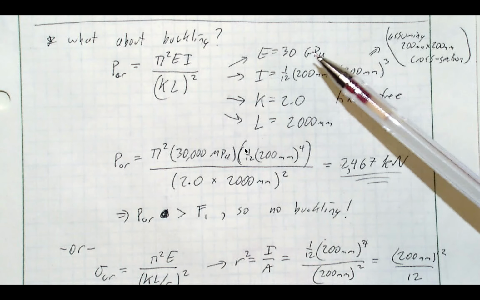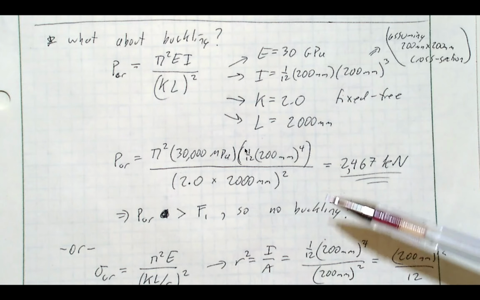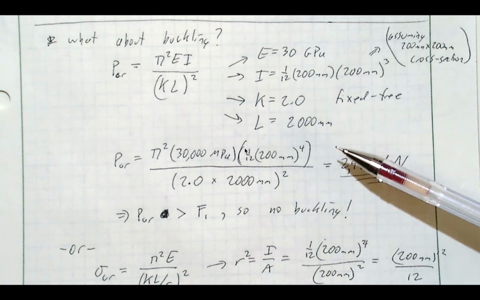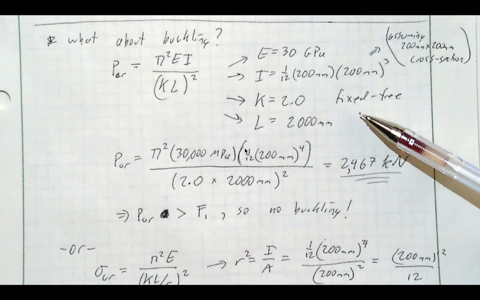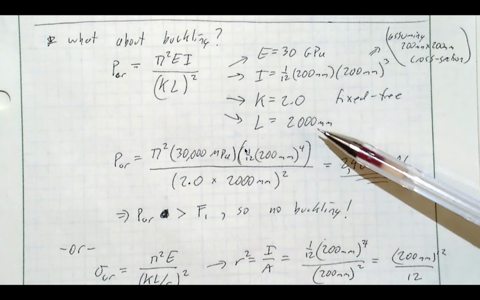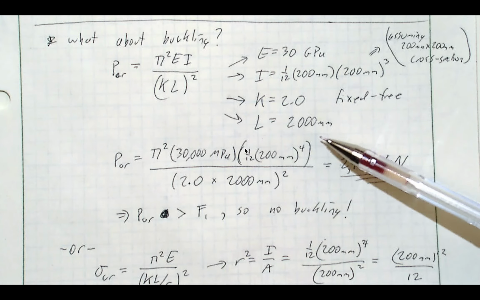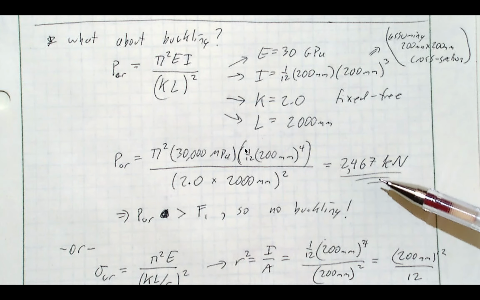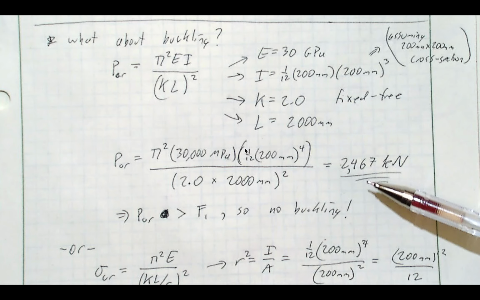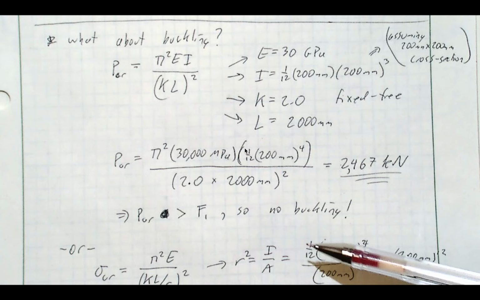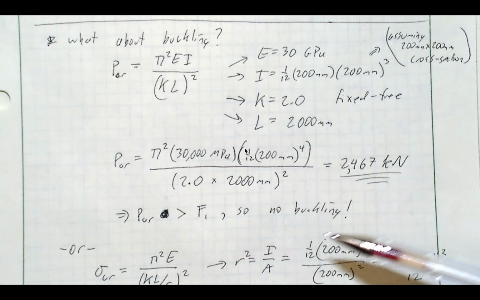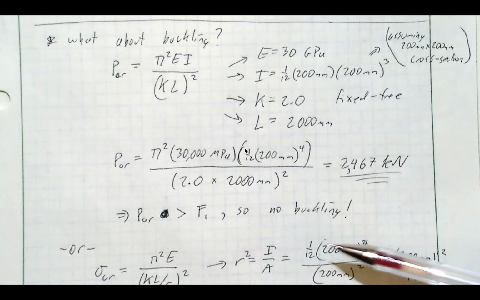We have the elastic modulus given, and we can calculate our moment of inertia. Our effective length factor here is 2.0 because each one acts as a fixed-free column, and the length here is 2 meters. With that, we can plug this in and find our critical load for buckling to be almost 2.5 thousand kilonewtons. This is bigger than our F1, which was about 640 kilonewtons, by a lot. So buckling isn't going to occur here.